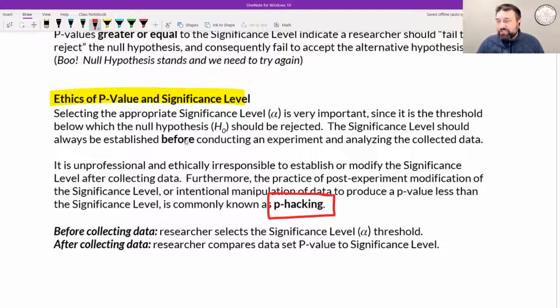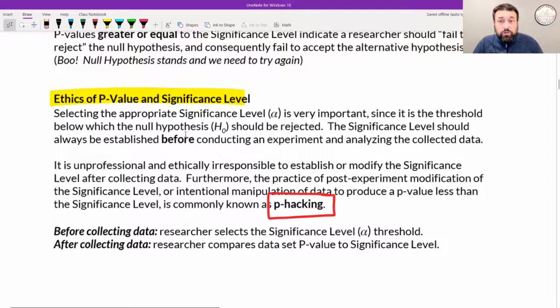There is some ethics built into this type of experimentation because we're setting a threshold. We're saying, here's the bar. And you set that threshold before you begin the experiment. Then you do the experiment, you see what your p-value comes out to be, and if it's above the threshold, you fail to reject. If it's below the threshold, you reject the null. And again, we want our p-value to be below the threshold.